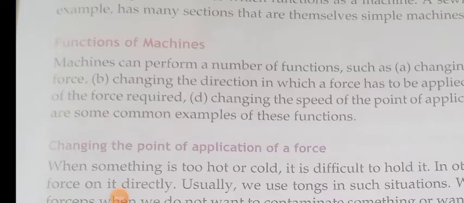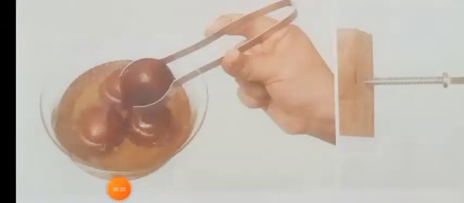Today, we are going to discuss the functions of machines. Changing the point of application of force. Look at this picture. You are applying the force on one end of the tongs so that the force is shifted to the other end of the tongs and holds the sweet, isn't it? So the machine, the tongs, shifts or changes the point of application of force.